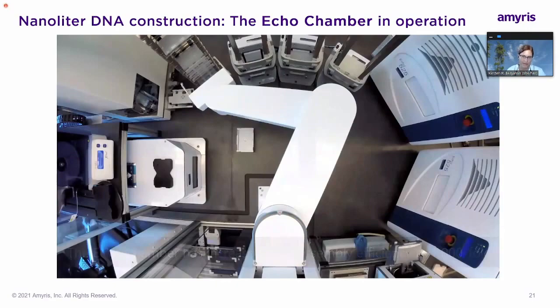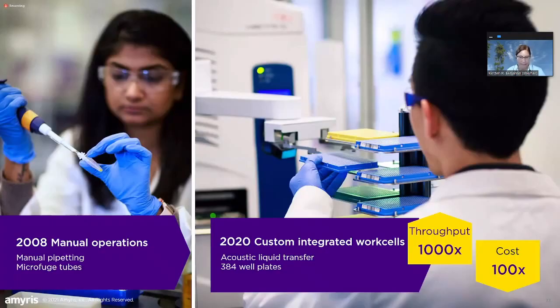So we have a number of these custom integrated work cells, both for strain building and for strain testing, which Mike will talk about in just a moment. These types of custom integrated work cells using acoustic liquid transfer and miniaturization, for example, in 384 well plates, has enabled us to increase throughput by 1,000-fold and decrease cost per strain made by 100-fold over the past 12 years or so.